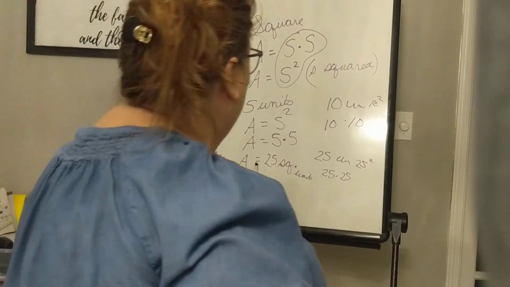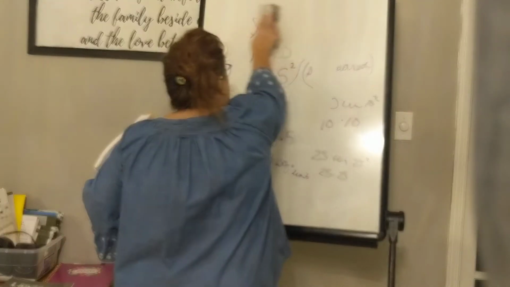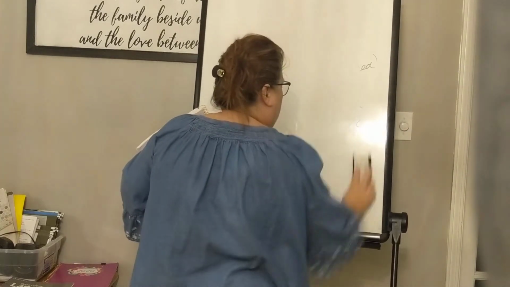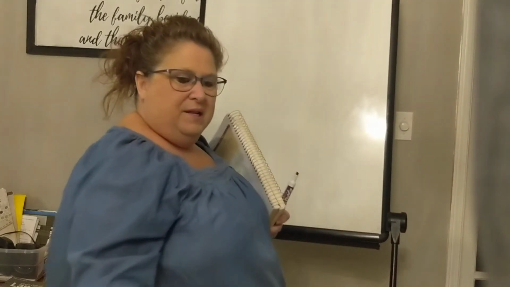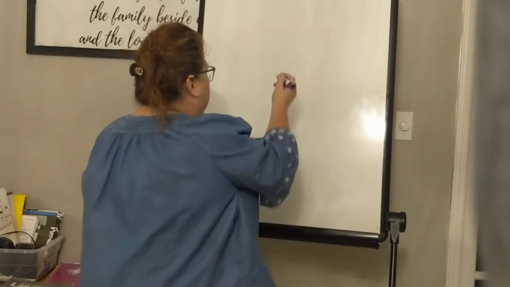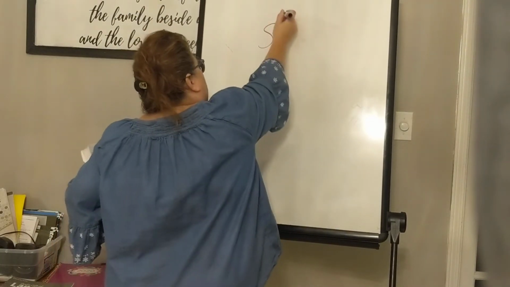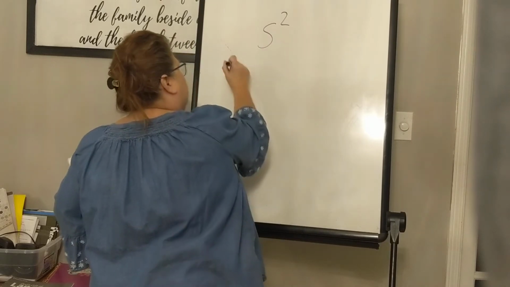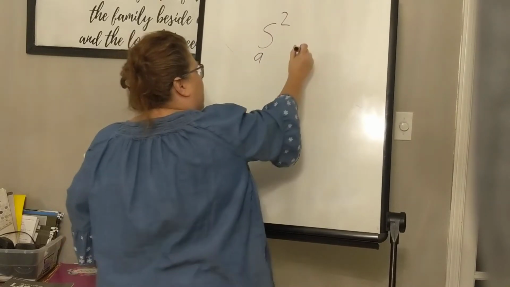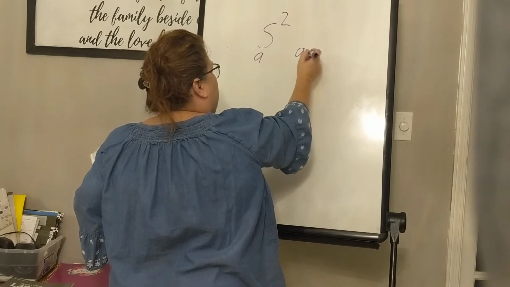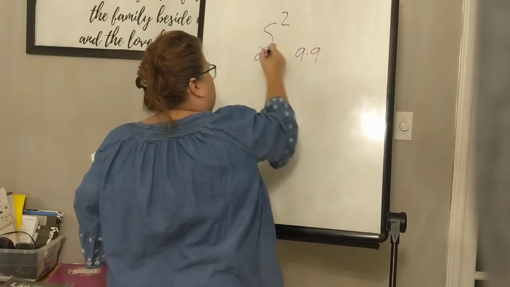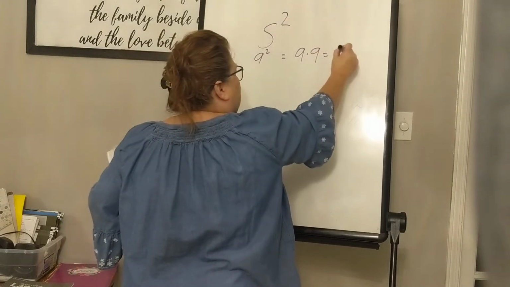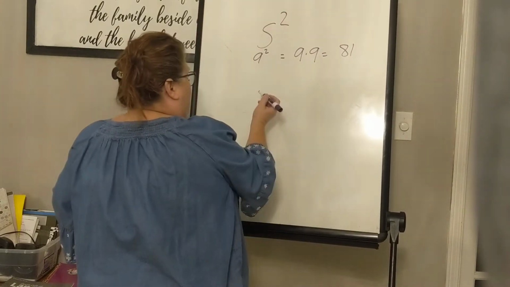So let's look at a little bit more. The area of a square, everybody say side squared. Go ahead and say it. Your parents don't mind if you say side squared. Side squared. So if the side is 9, I would find the area by squaring 9. 9 times 9. It would be 9 squared. 9 squared equals 9 times 9, which equals 81.